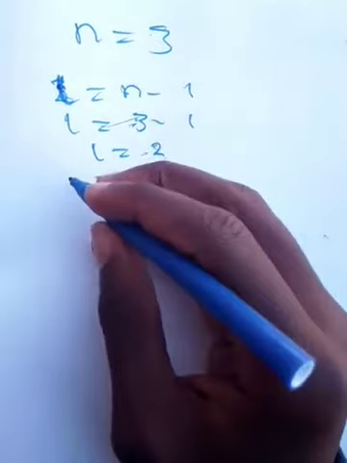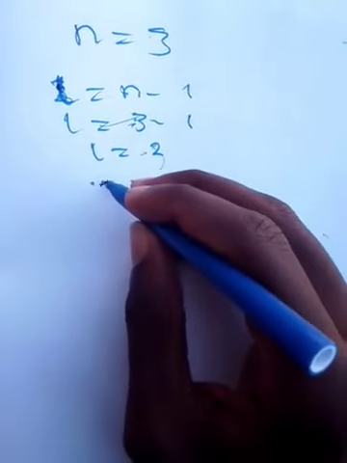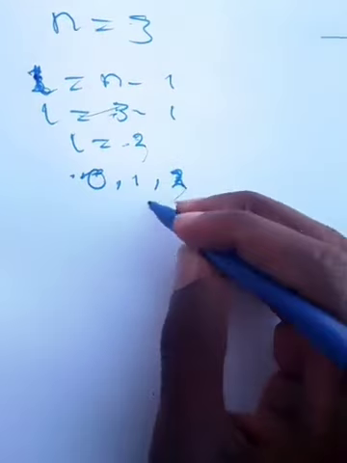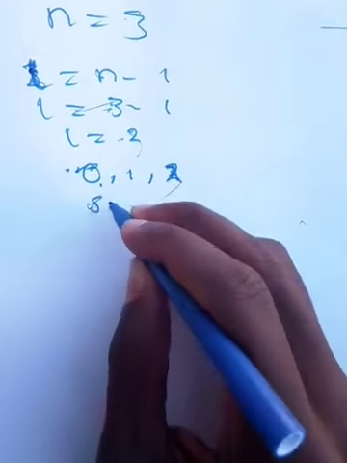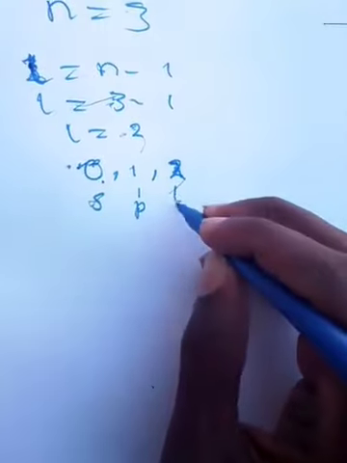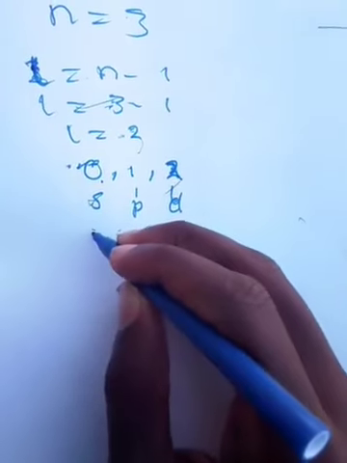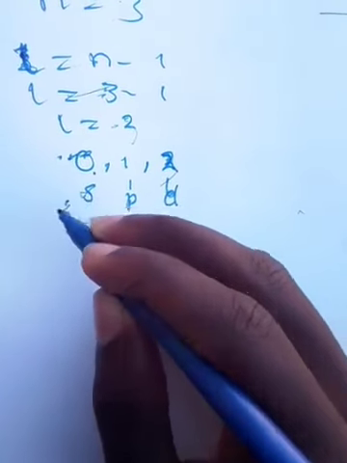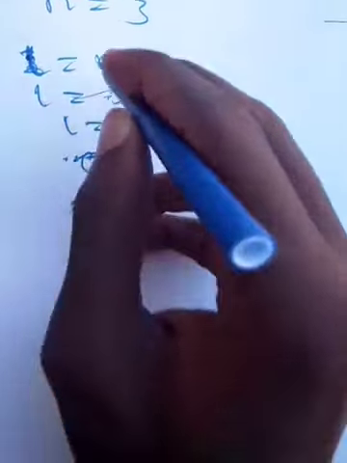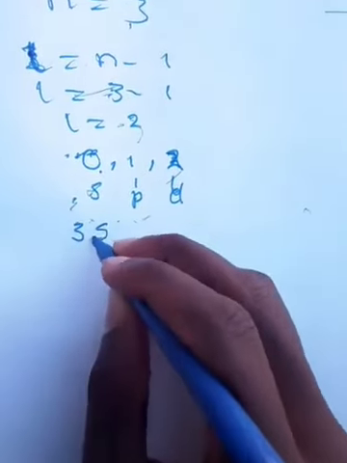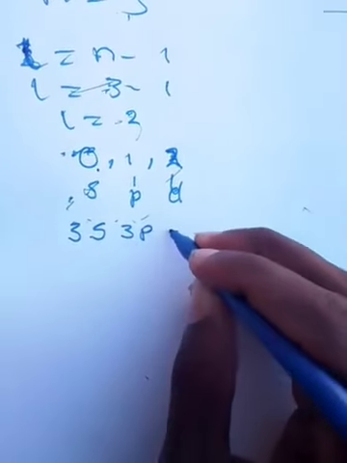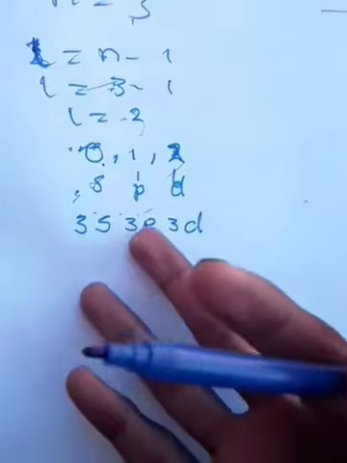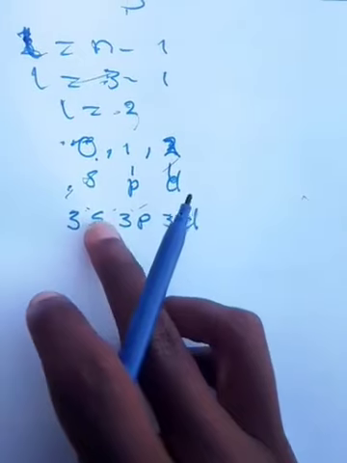Since I'm having 2, I start from 0, 1, 2. Which one represents 0? It is S. 1 is P, and this is D. Now, to come up with an electronic configuration, I need to put the n in front, so I'll say 3S, 3P, 3D. Now I have my subshells. I know I have 3 subshells.